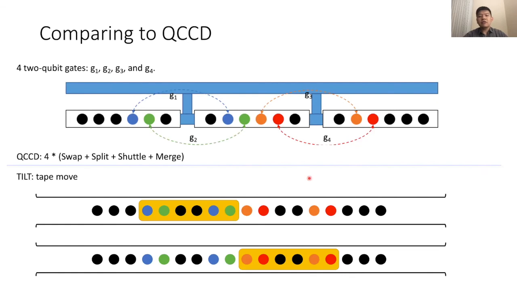To compare TILT with QCCD, consider four 2-qubit gates, G1, G2, G3, and G4, and you can see they are short-distance 2-qubit gates. For QCCD, we need 4 swap, split, shuttle, and merge operations to complete all four gates. However, in the TILT architecture, all we need is simply a tape move. So the takeaway here is that TILT architecture can perform better than QCCD if your circuit contains multiple short-distance 2-qubit gates.